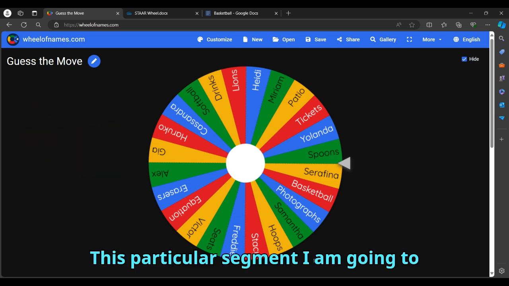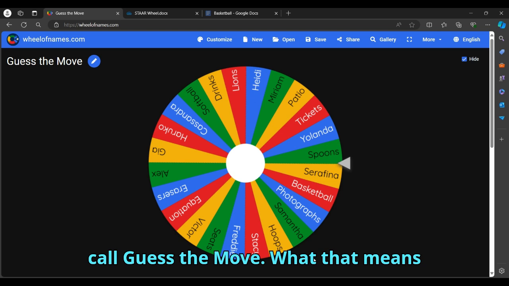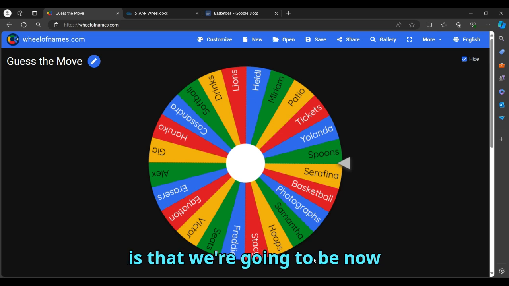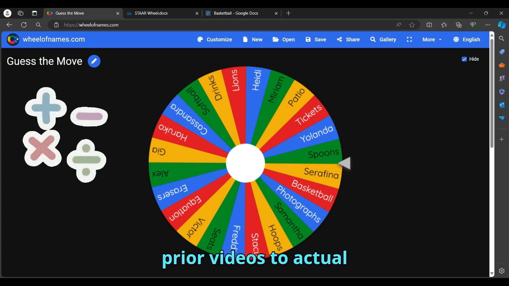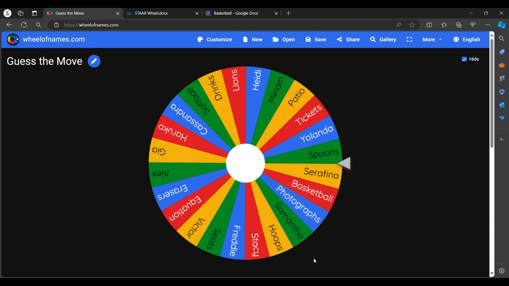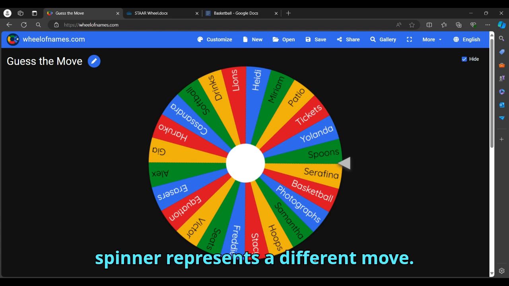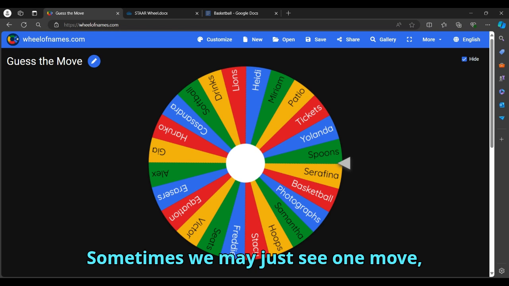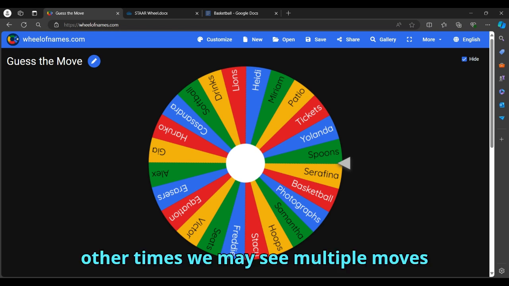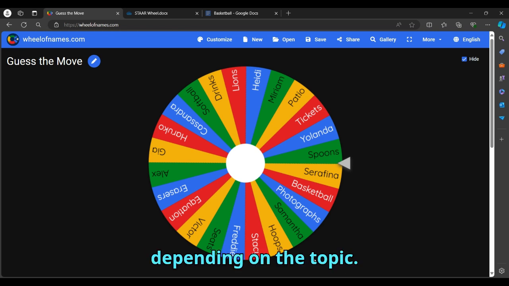This particular segment I am going to call Guess the Move. What that means is that we're going to be now applying those moves that I discussed in prior videos to actual mathematical scenarios. Each name or object on this spinner represents a different move. Sometimes we may just see one move. Other times we may see multiple moves, depending on the topic.